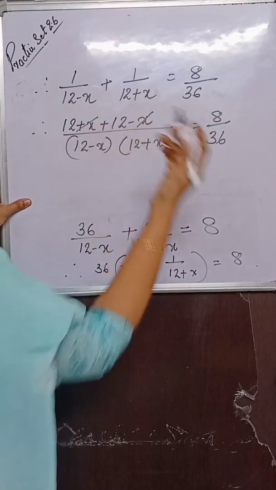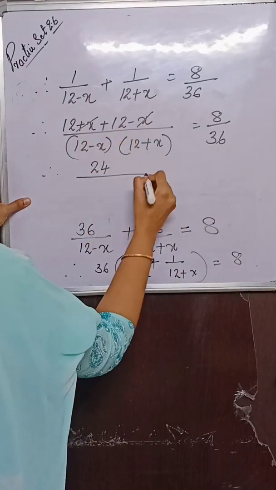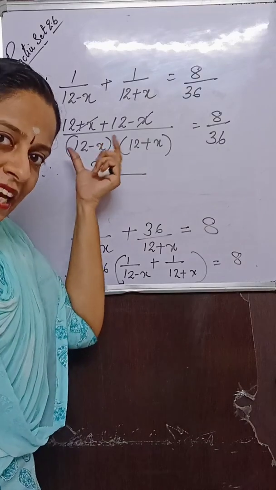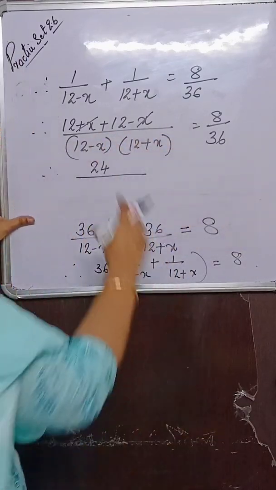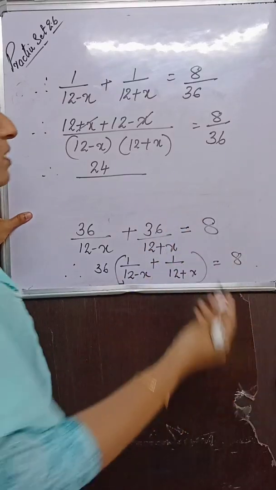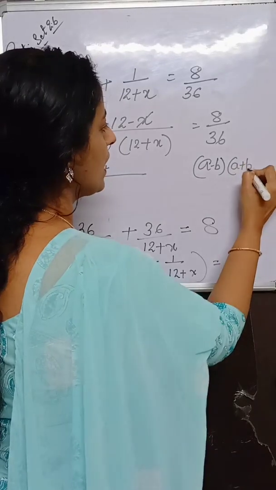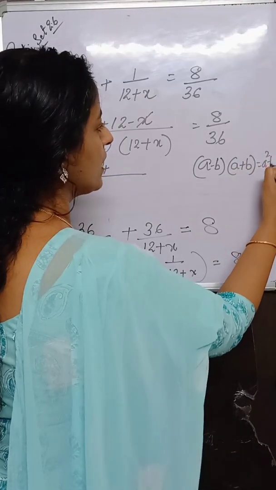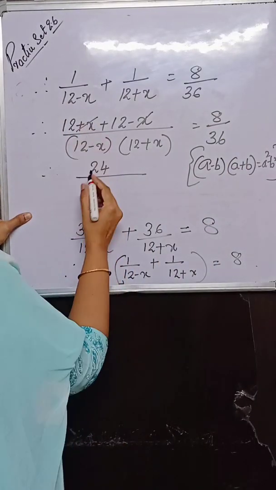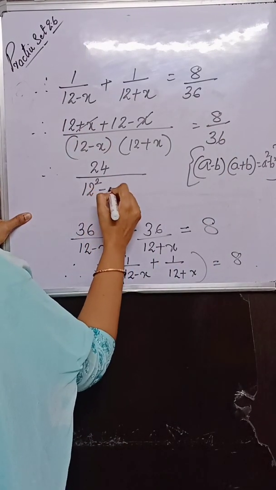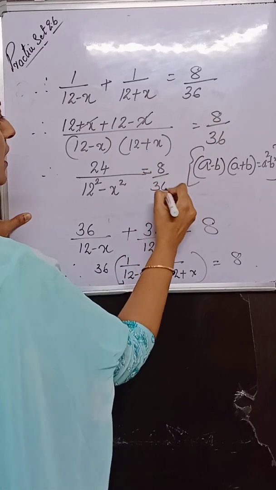Plus x minus x cancel. 12 plus 12, 24 upon. Now this is 12 minus x into 12 plus x. It is in the a plus b, a minus b form, so you will use a square minus b square. a minus b into a plus b is equal to a square minus b square. So this expansion formula I am going to use here. So this will be 12 square minus x square is equal to 8 upon 36.